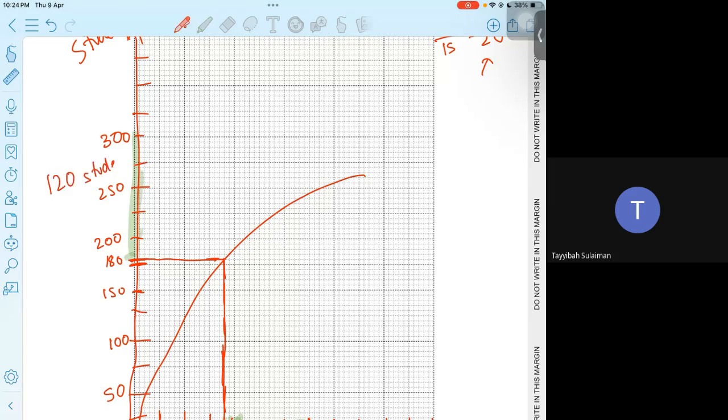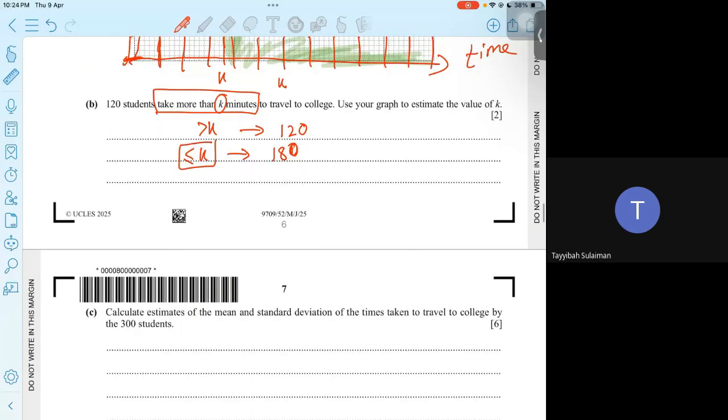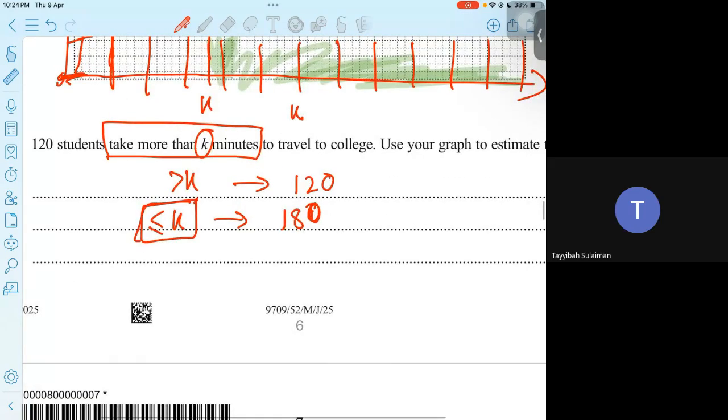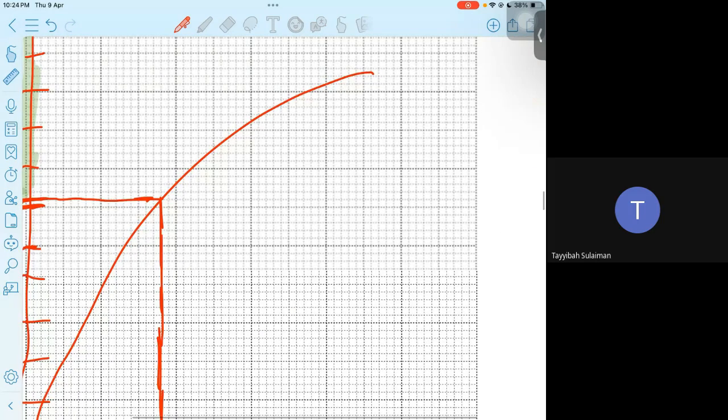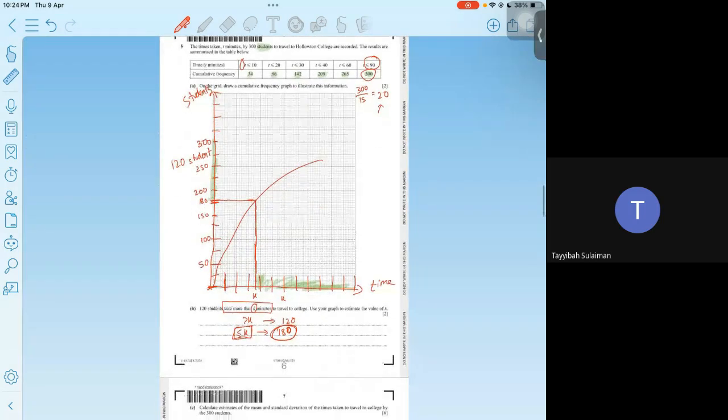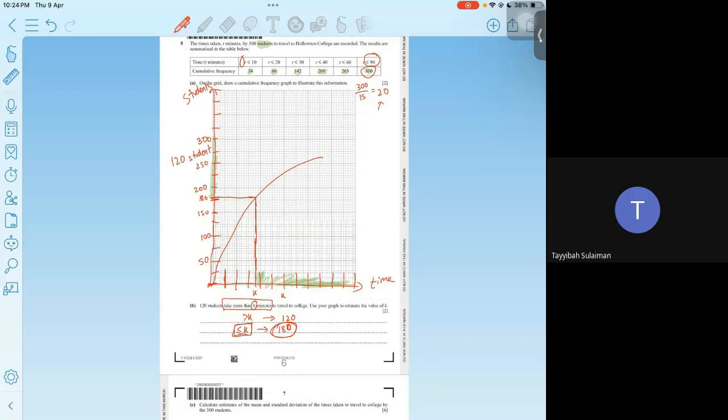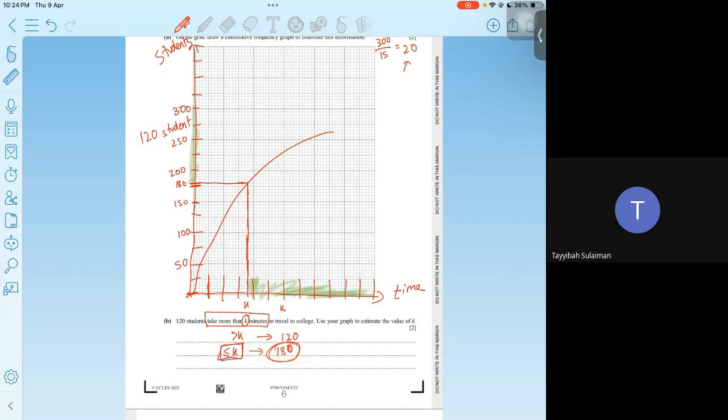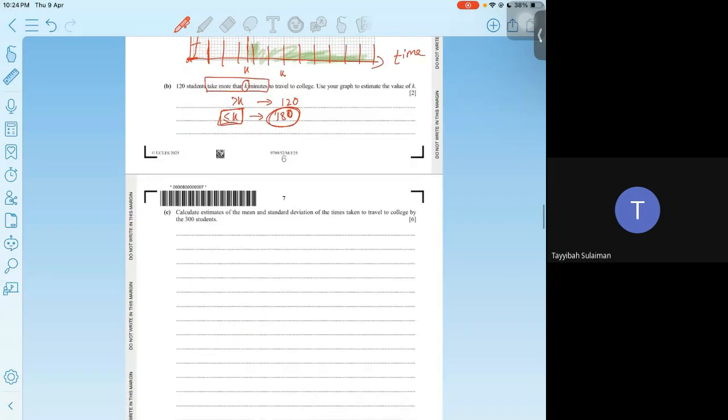We have to solve this math in reverse. If they give us 120 is more than k, I have to use the opposite knowledge, which is that less than k is actually 180, and this is the value that I actually have. Cool? Can I say thumbs up if you understand this? Oh, lovely. Let's go to the next question.